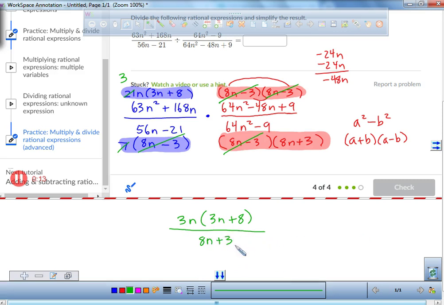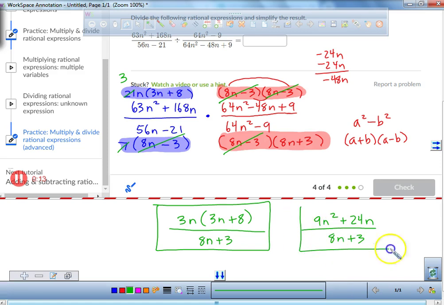If it doesn't ask you to expand it, this right here is the simplified answer. If you wanted to write 9n squared plus 24n over 8n plus 3, you could also write it like this. This would be considered expanded form. And this is in fact, everything's been factored out.